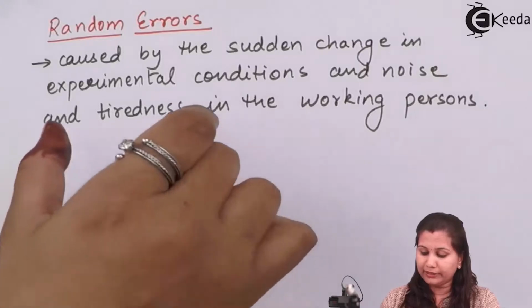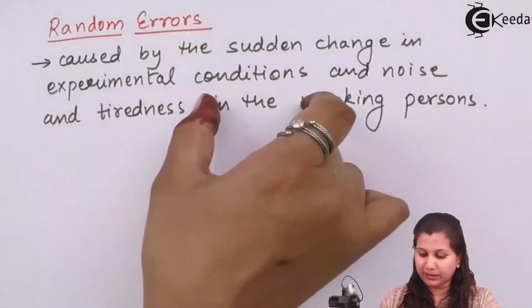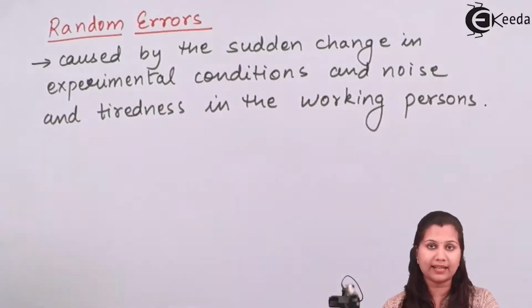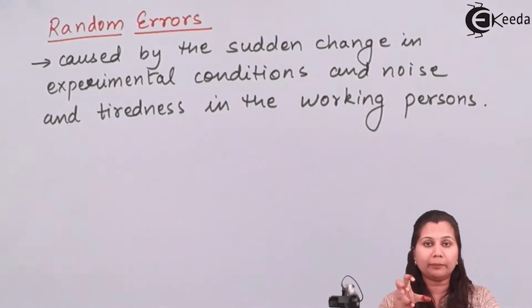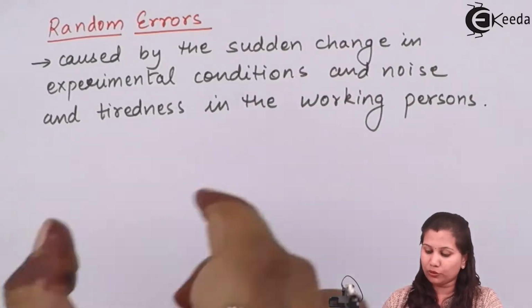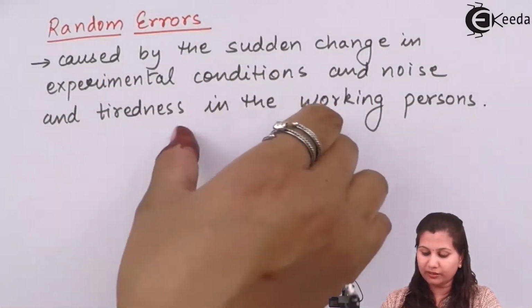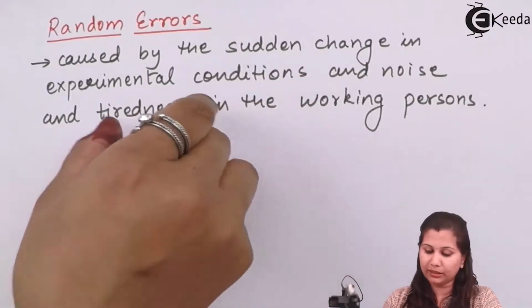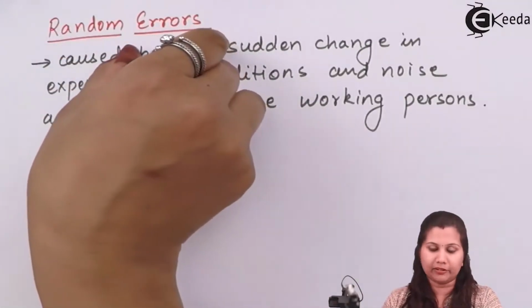So due to that, if there is any change in the experimental conditions, or some noise has occurred in the surroundings of the instrument, or the persons who are working with that instrument are tired, and due to their tiredness, when they are taking the readings, they are not so accurate at that time. So all the errors which occur due to these reasons come under the random errors.